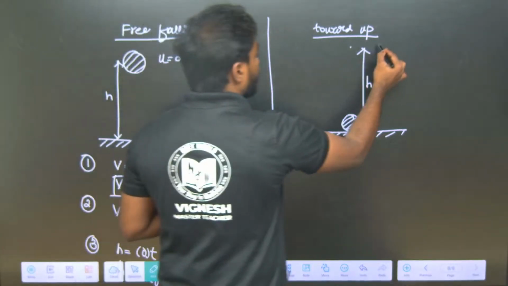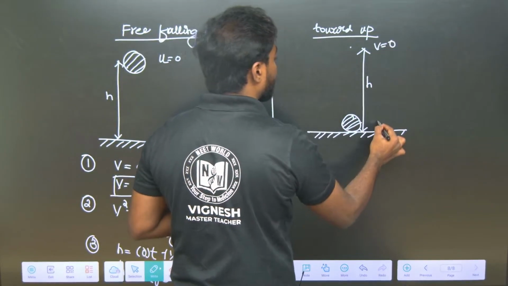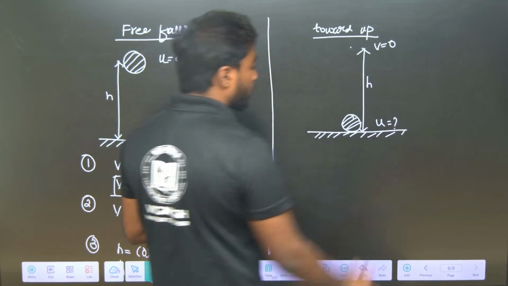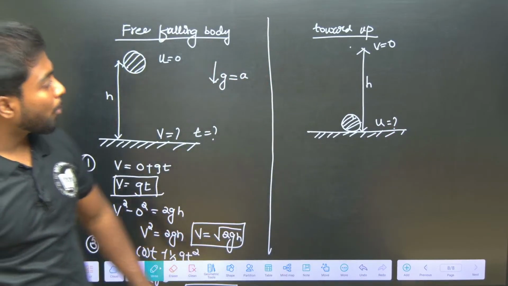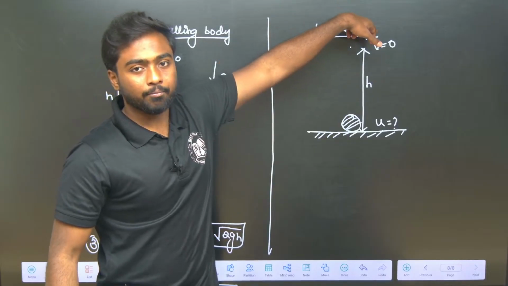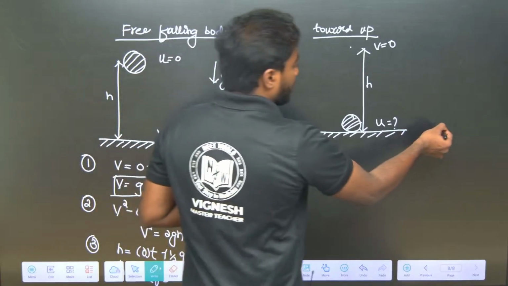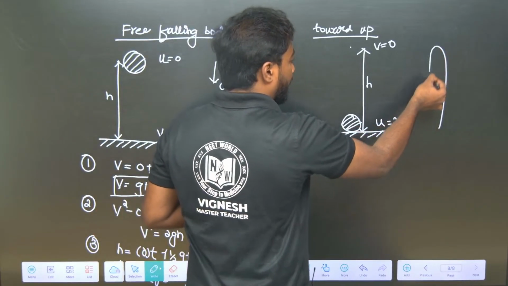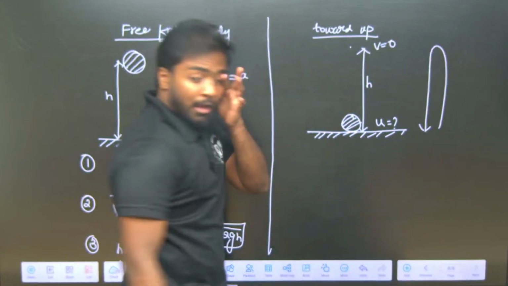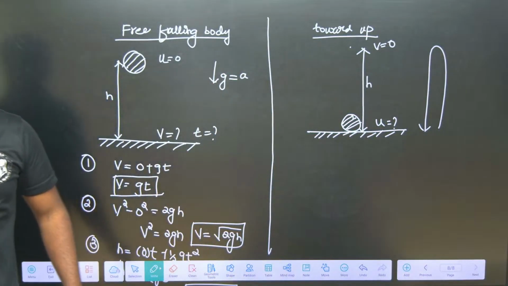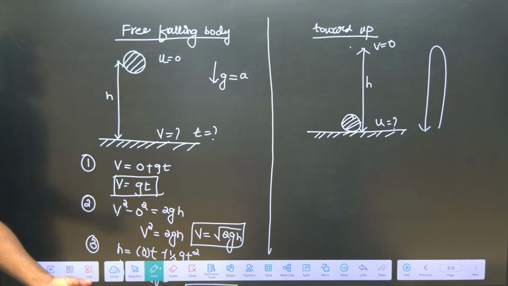So v will be equal to 0, whereas u will not be equal to 0. I need to find what u will be to reach the maximum height. Once the object goes up like this, again it will come back down. So how much time will it take to come back?